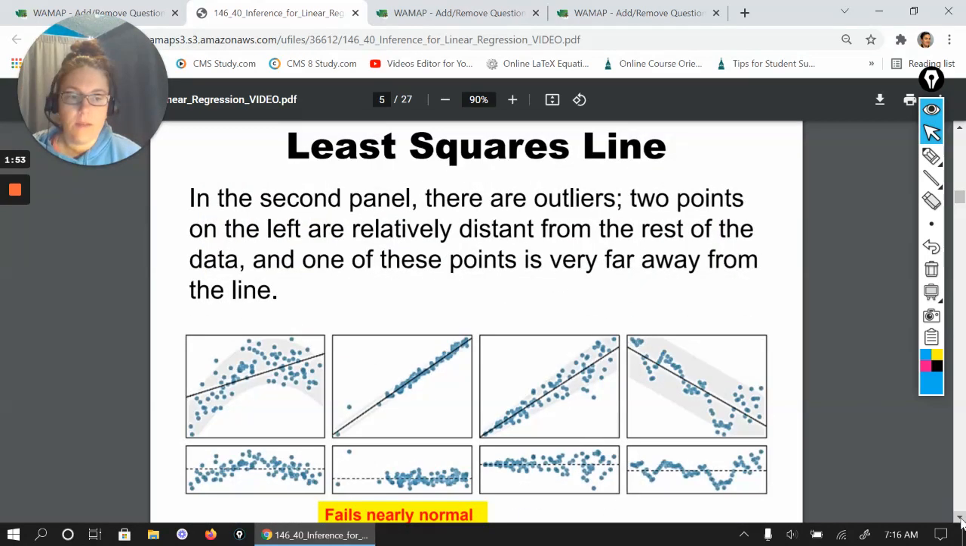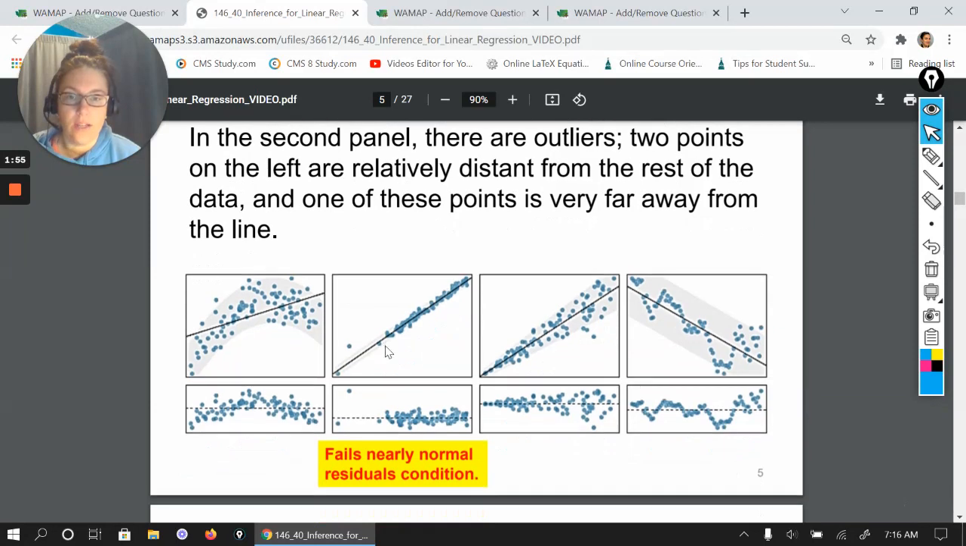In the second panel, there are outliers. 2 points on the left are relatively distant from the rest of the data, and one of these points is very far away from the line. So this would fail the nearly normal residuals condition. However, the outlier does not seem to be extremely influential. It's a little bit influential, but not extremely.